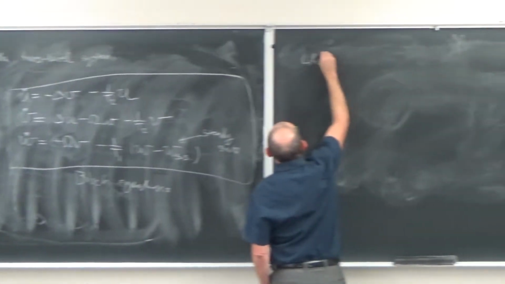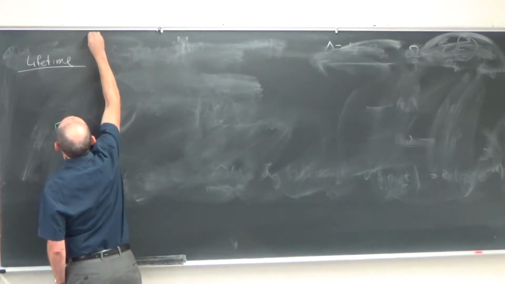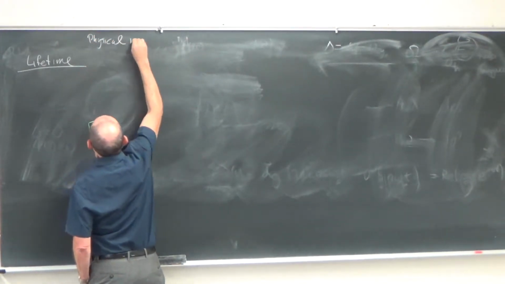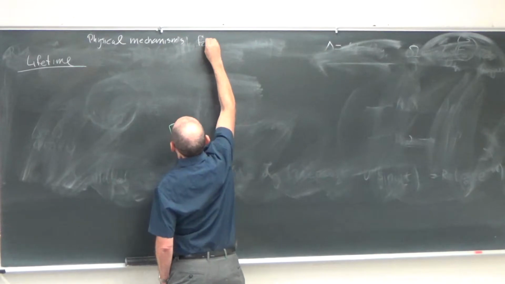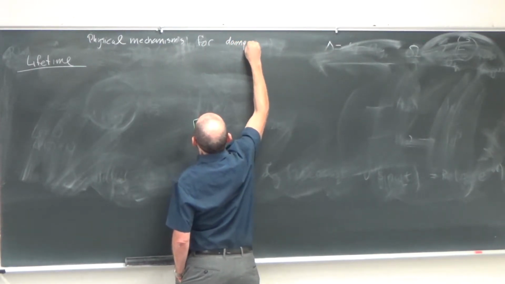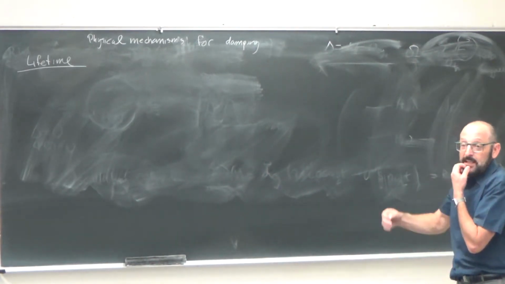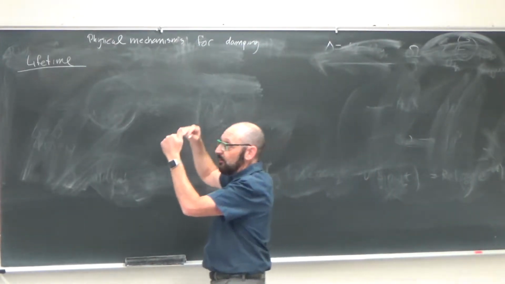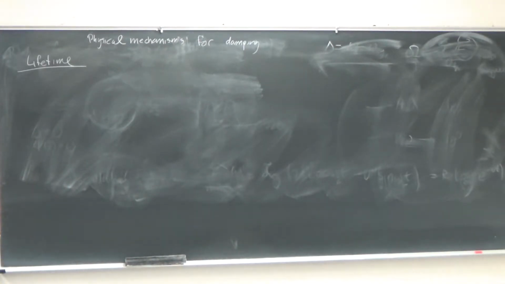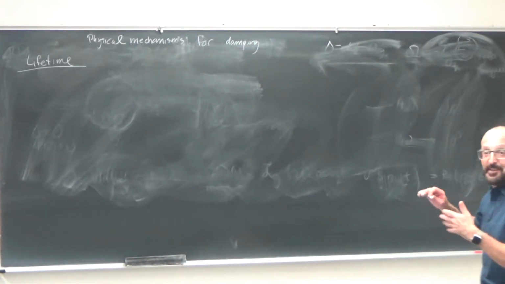So, one way we get these damping terms. I'm talking here about physical mechanisms for damping. One physical mechanism can be finite lifetime, meaning that a system prepared in some state doesn't live forever in that state. It will decay out of that state to some other state. That we call finite lifetime.